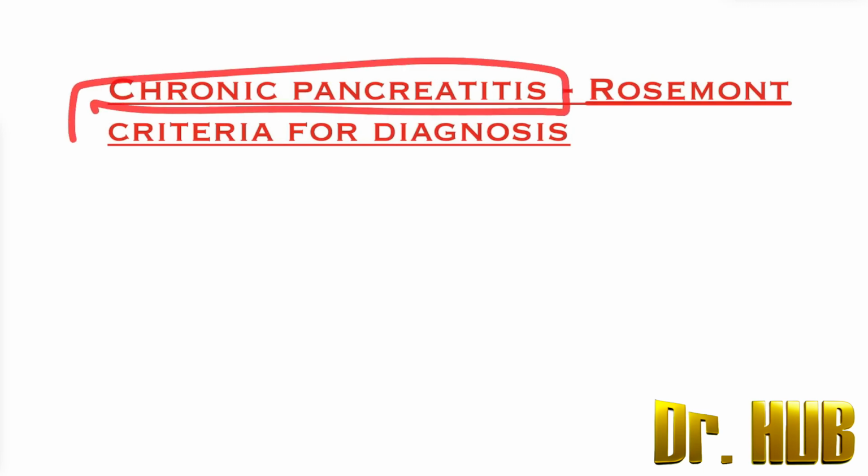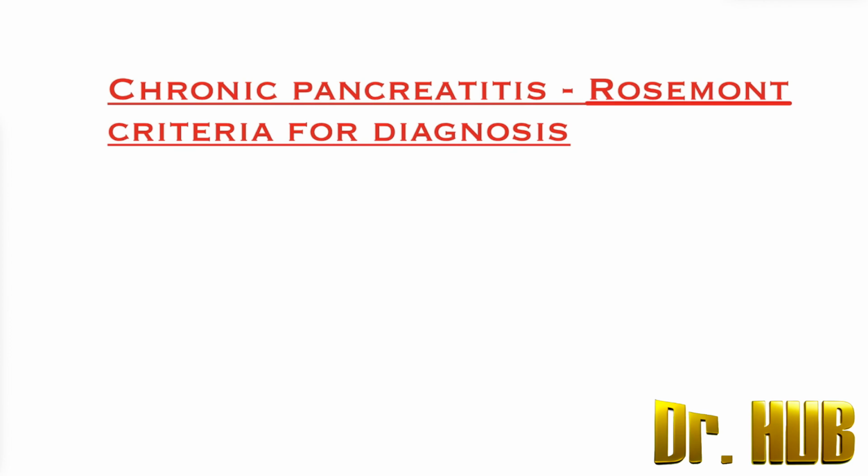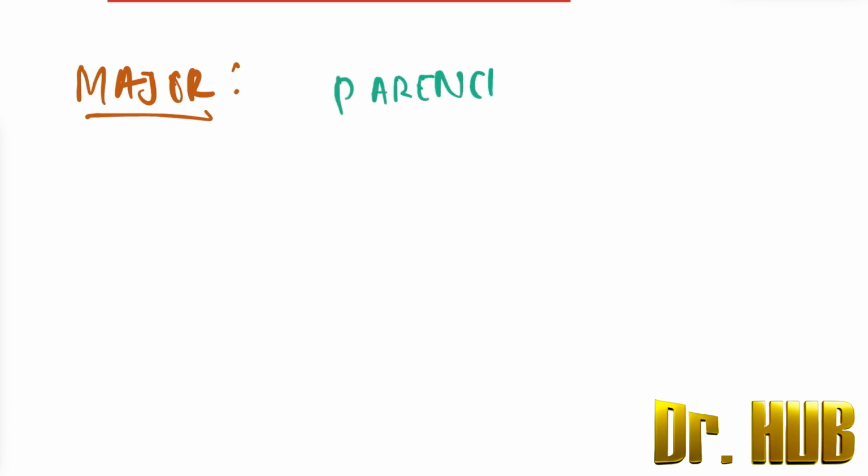Chronic pancreatitis, we are looking at the Rosemont criteria for diagnosing it. First, let's look at the major criteria. Under major criteria, there are two factors: the pancreatic features, parenchymal as well as the ductal features. Now let's look at the parenchymal features. Under major criteria, the parenchymal includes the major A criteria.